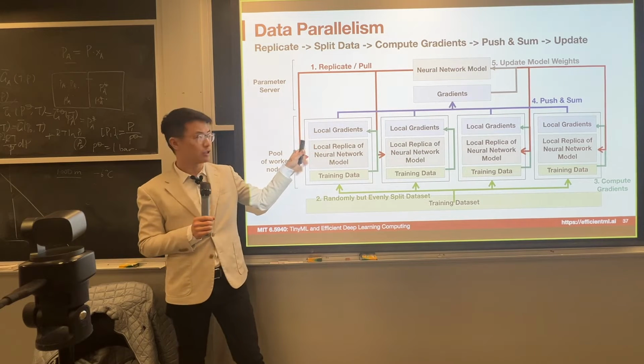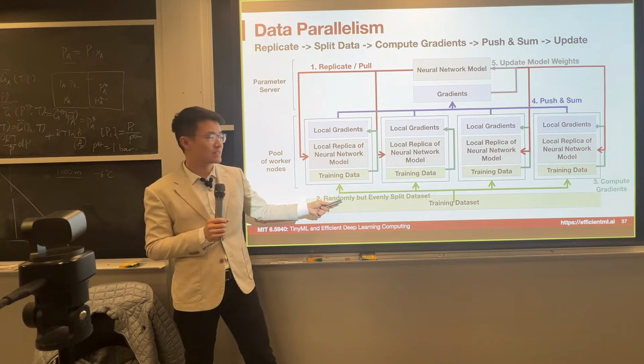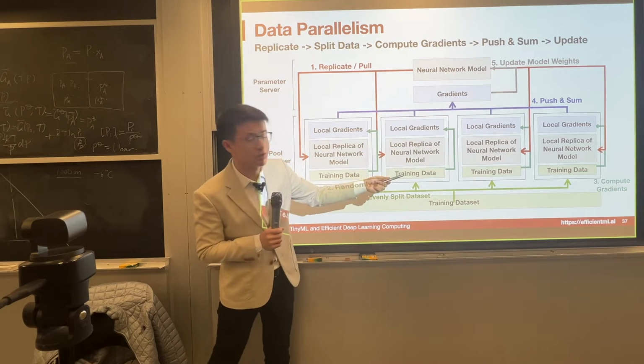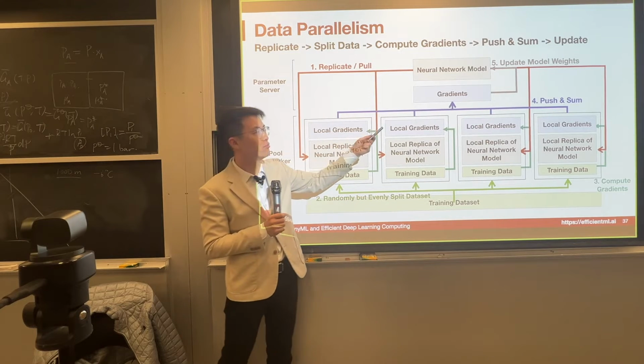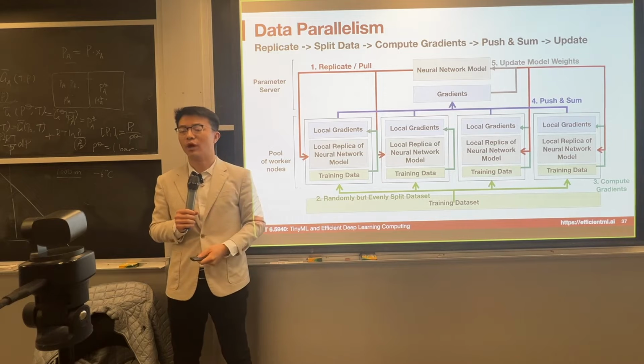And this is the big picture about the 5 steps: replicate and pool, and then split the data set, and the second step. And then the third step is compute the local gradients and push it to the parameter server and update the master model weights.